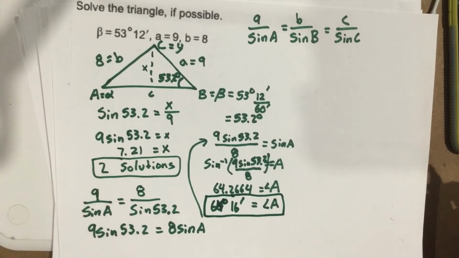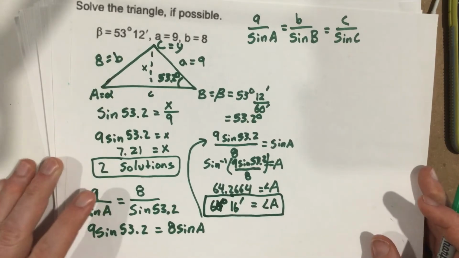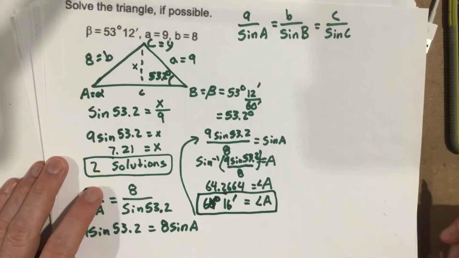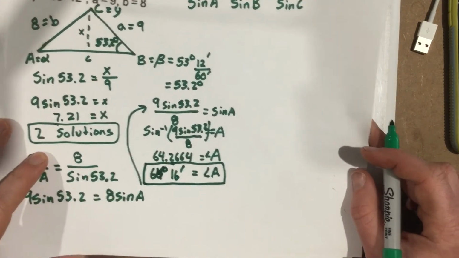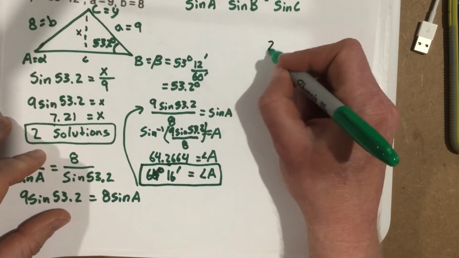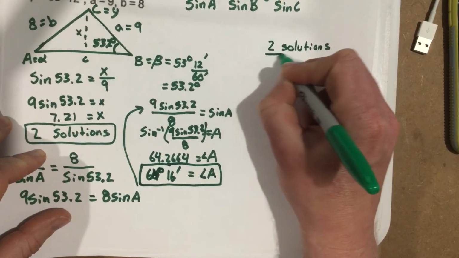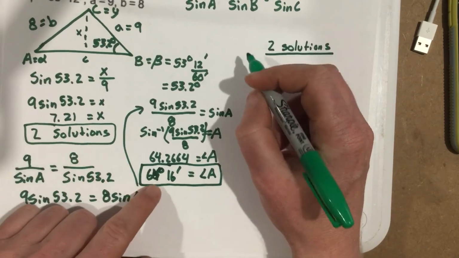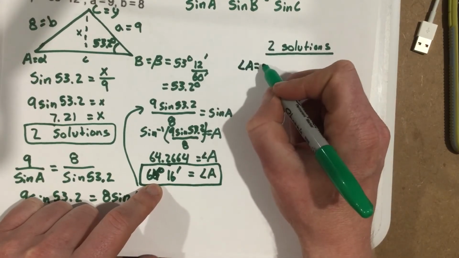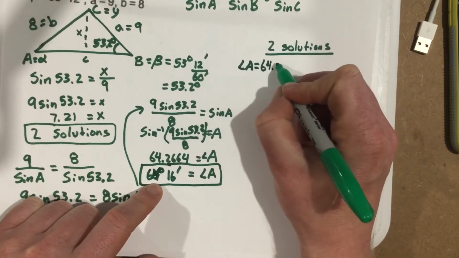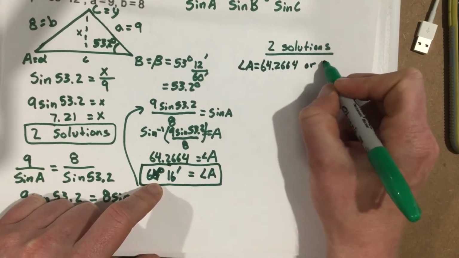So then we can actually find, if we're going to use the decimal for all our other angles that we find. So now that we have this, we're going to go through and find the two solutions. So two solutions. Okay, one solution is going to be if angle A equals 64.2664.